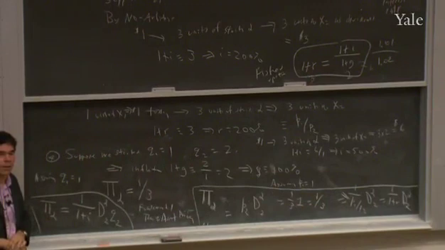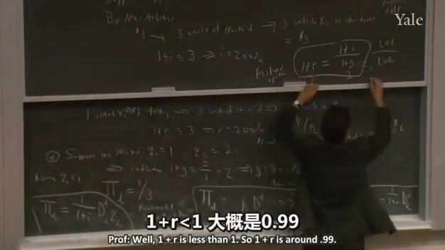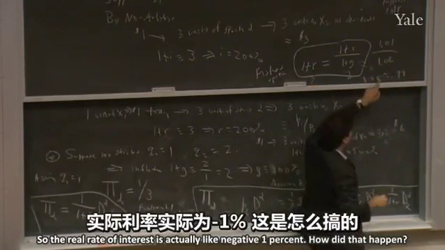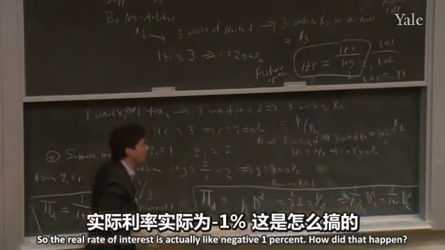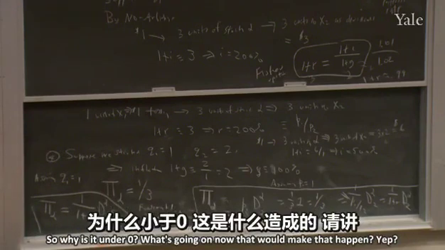It's less than 1. So 1 plus r is around 0.99. Okay, so the real rate of interest is actually like negative 1%. How did that happen? Do you think it's standard to have the real interest rate be under 0? So why is it under 0? What's going on now that would make that happen? Yep.